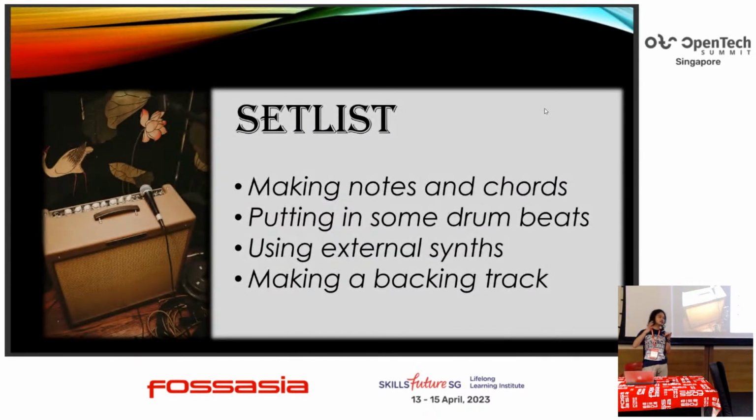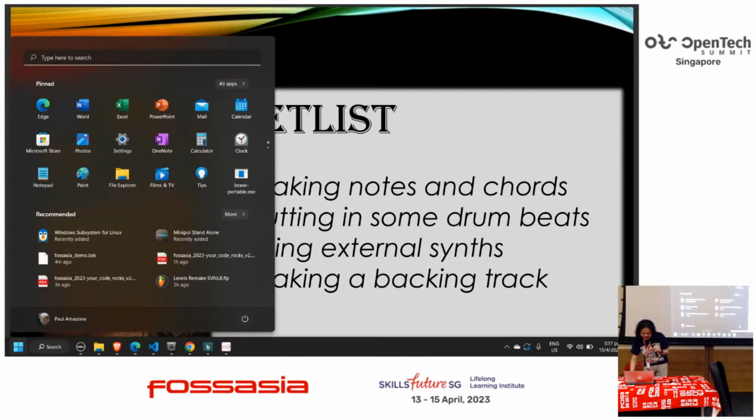Our set list for today is very simple. We'll make some notes and chords, the basic ones, make some drum beats to support our music, and use some external synths, if the sounds or instruments inside Sonic Pi are not good for you and you want to use your own synths. I'll try to show you that. And then ultimately make that a backing track, and then I can just play my guitar.